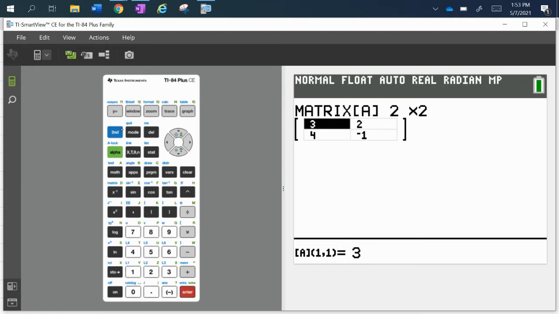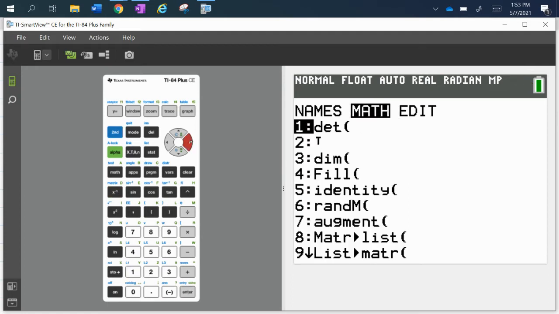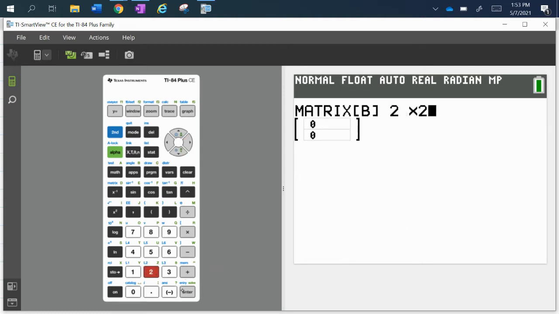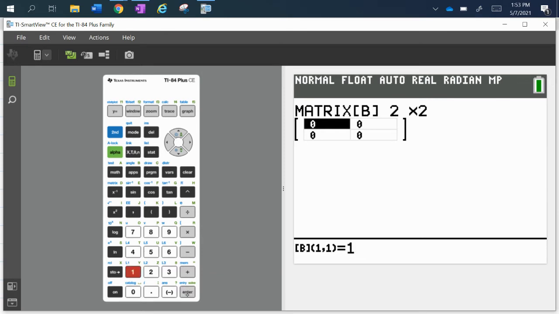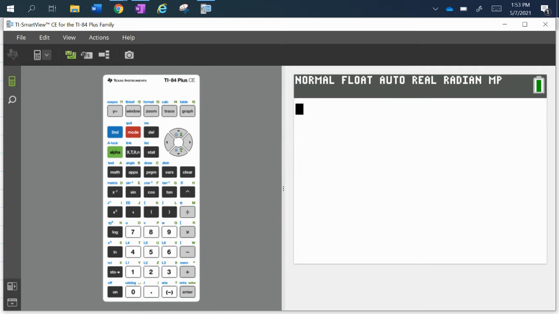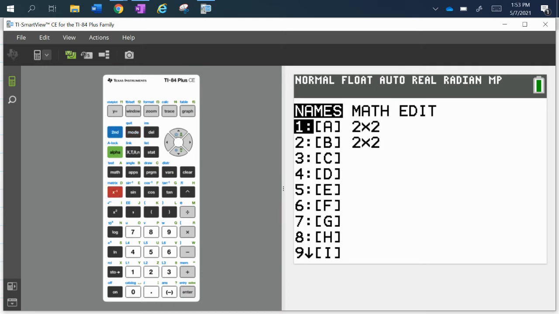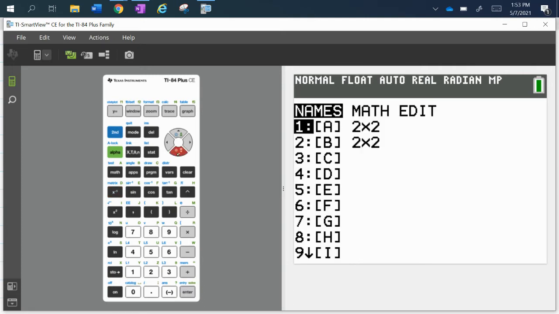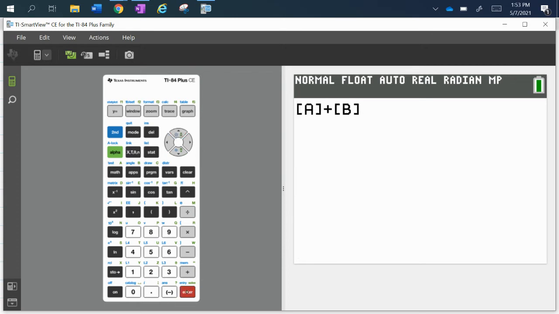So there's matrix A, and now I'm going to go back to matrix. I'm going to go to edit and go down to matrix B and put in a 2 by 2 matrix and put in the elements from matrix B. And so now if I want to do some operations with these 2 matrices, I can do it in my home screen. I always do operations in my home screen. So I'm going to go back to matrix, stay in the names column, and do matrix A plus, and then go back to matrix, stay in the names column, go to matrix B, and there we go.